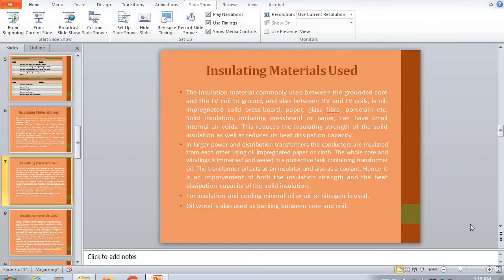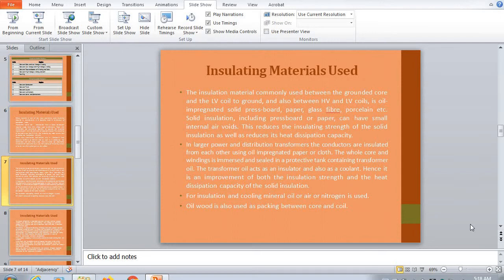The insulator material commonly used between the grounded core and the low voltage winding, or the low voltage winding coil to ground, or between high voltage and low voltage coil, is oil impregnated solid pressboard, paper, glass fiber, porcelain, etc. Solid insulation including pressboard or paper can have small internal air voids. This reduces the insulating strength of the solid insulation as well as its heat dissipation capacity. In larger power and distribution transformers, the conductors are therefore insulated from each other using oil impregnated paper or cloth.